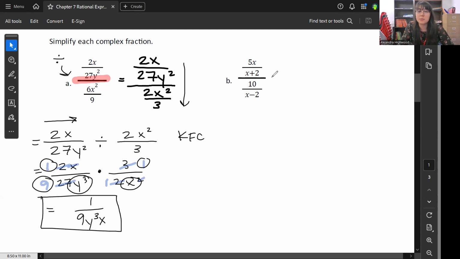Let's look at example B. You have 5x over x plus 2. That is my numerator. Remember to first identify your main fraction bar. Your main fraction bar is right here.